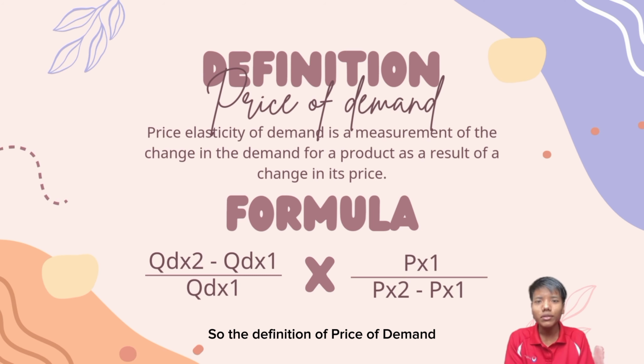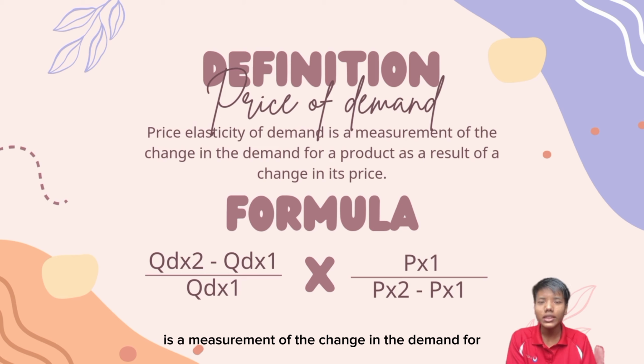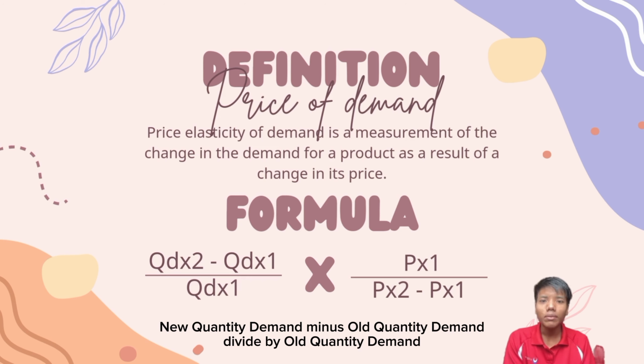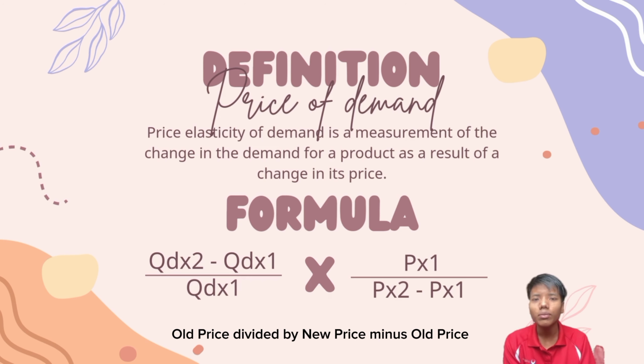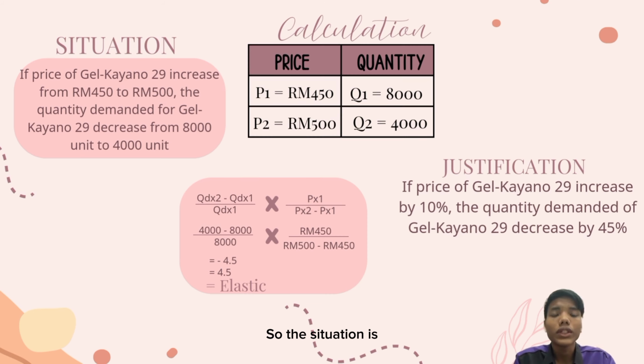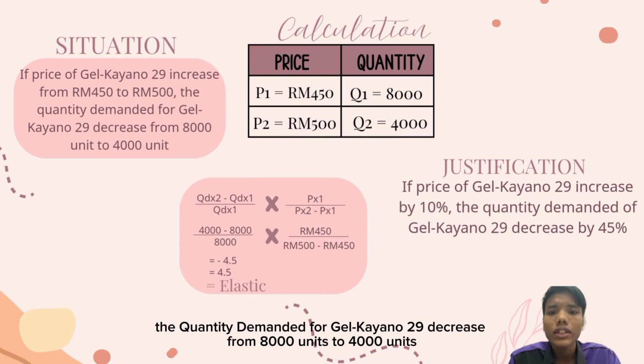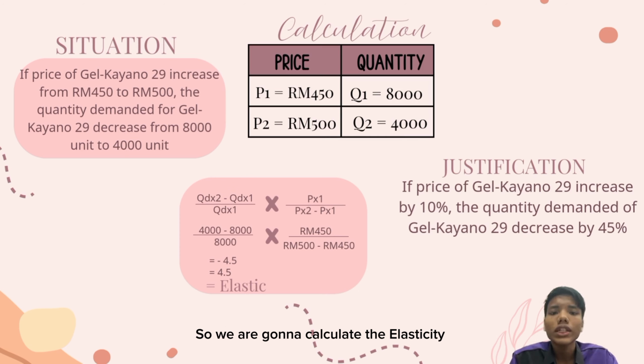So definition price of demand is measurement of the change in the demand for a product as a result of change in its price. So the formula is new quantity demand minus old quantity demand divided by old quantity demand multiplied by old price divided by new price minus old price. So the situation is the price of gel Cayenne 29 increased from 450 to 500. The quantity demand for gel Cayenne 29 decreased from 8,000 to 4,000 units. So we're gonna calculate the elasticity.